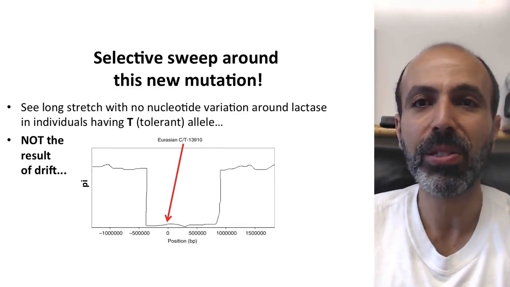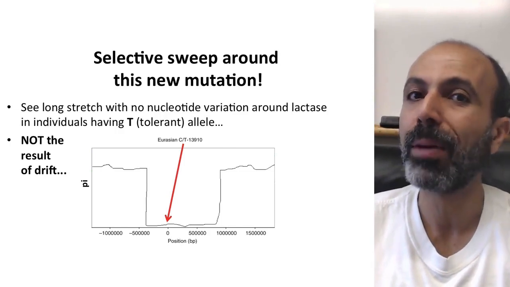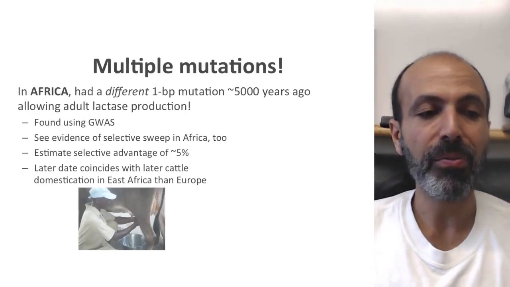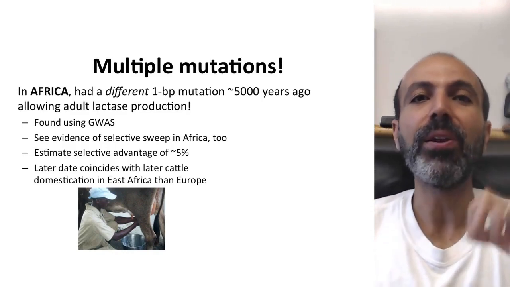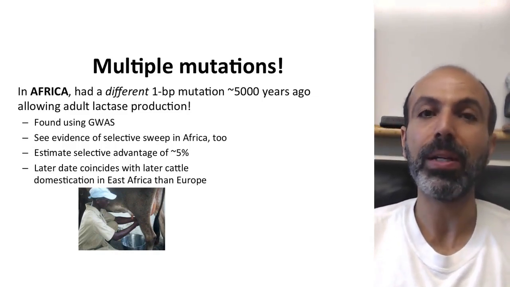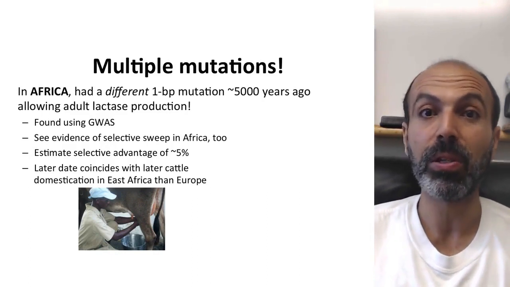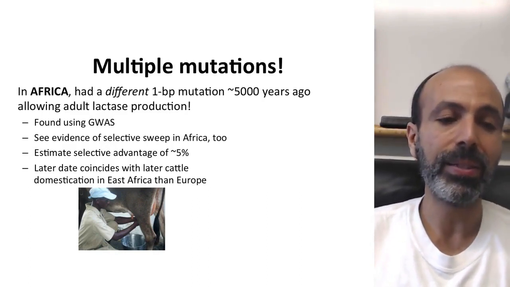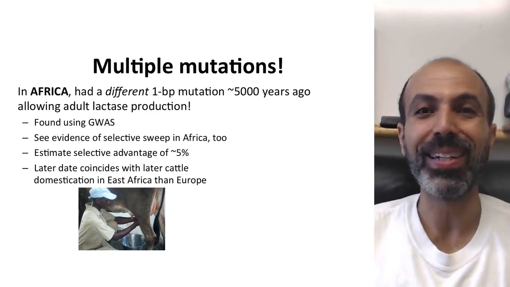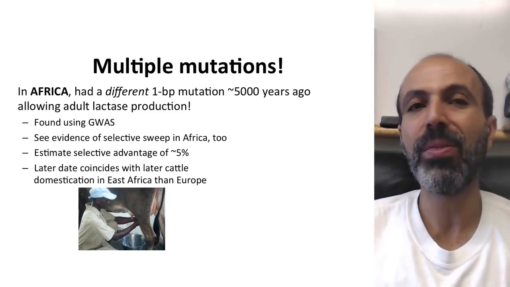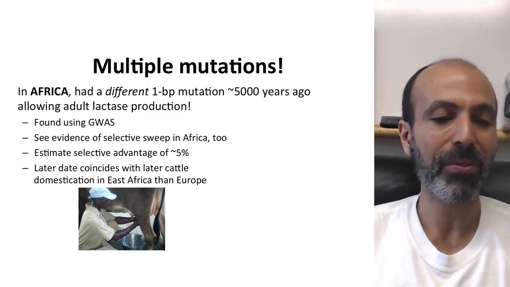So it sounds like this is a cool story, but in fact, the story is more complicated. In fact, there were multiple mutations. In Africa, there was a different one base pair mutation that happened at a different time, in this case 5,000 years ago rather than 7,500, that allowed adult lactase production. This was found using genome-wide association studies, which we talked about earlier. Again, there we see evidence for a selective sweep in Africa too.